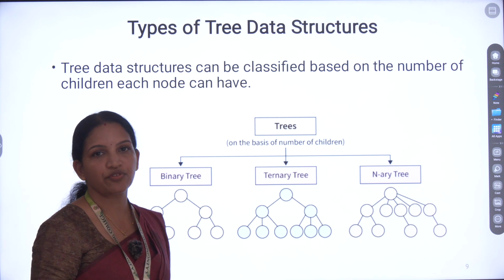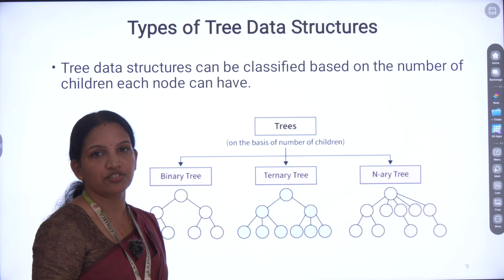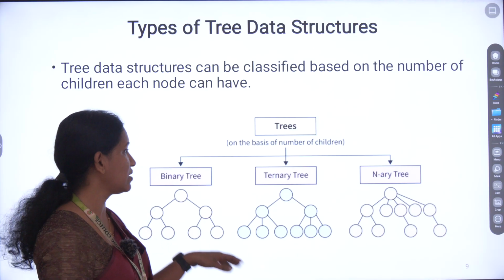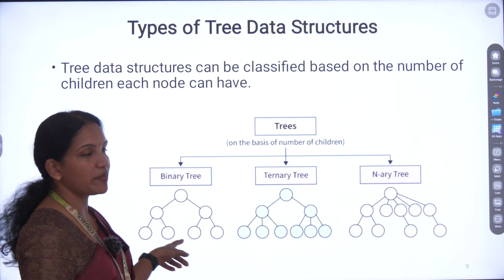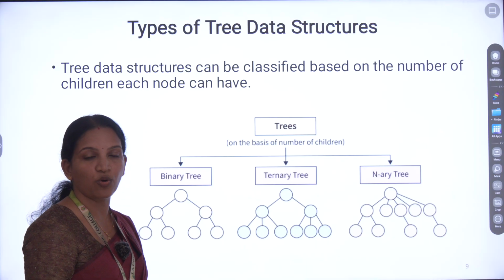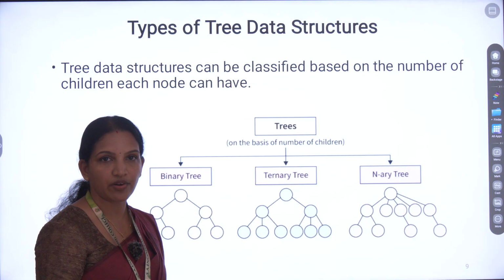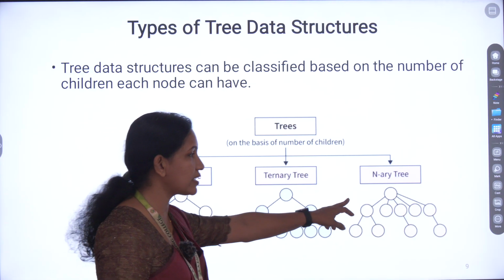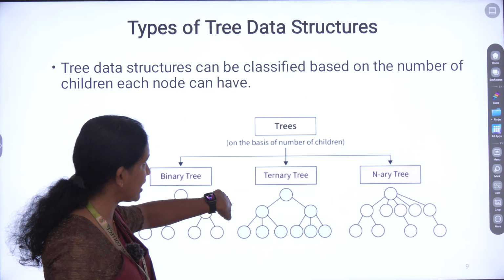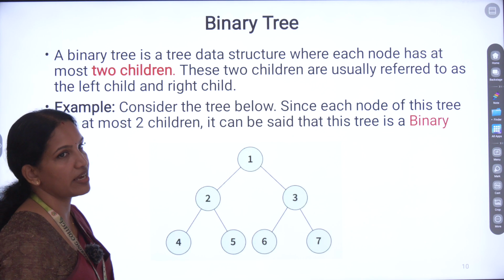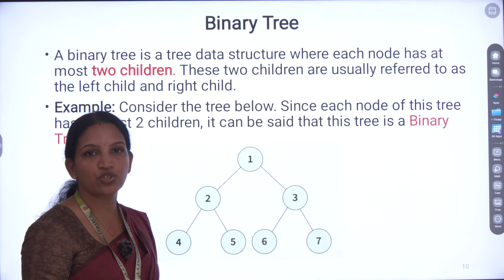Now we'll see the types of tree data structure. Based on the number of children, trees can be classified into 3 groups: binary, ternary and n-ary tree. Binary tree means every node will have at most 2 children, whereas ternary tree means every node will have at most 3 children, and n-ary tree means every node will have at most n children. We'll see that in detail. So binary tree, as I said, every node will have either 0, 1 or 2, that is at most 2 children.